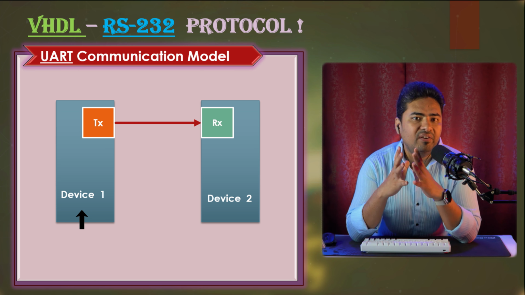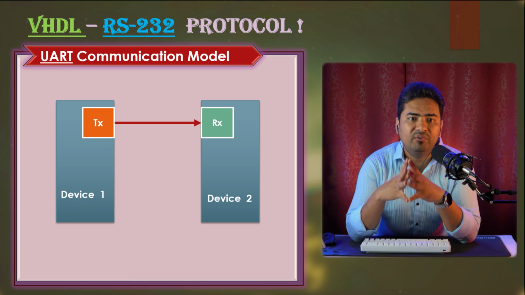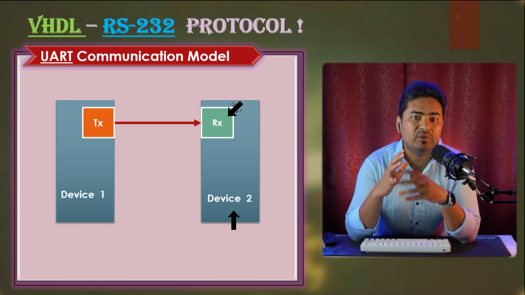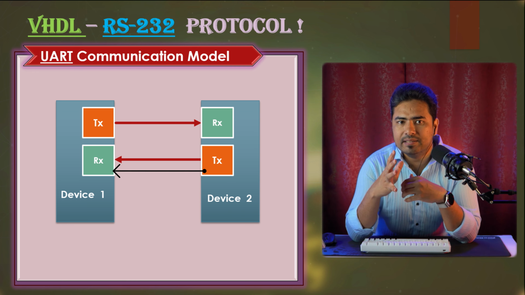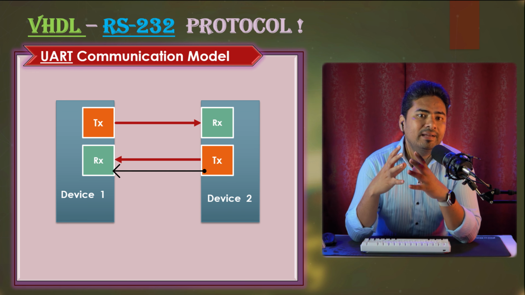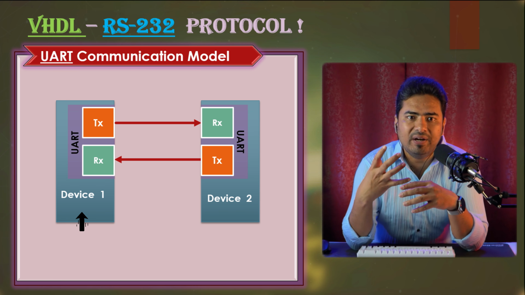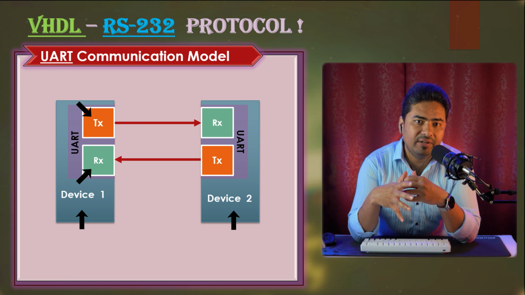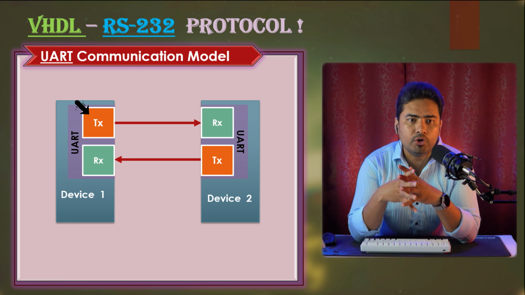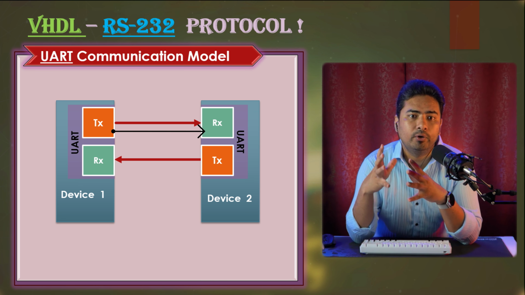So we have device 1 which is transmitting serial data, and we have device 2 which is receiving this serial data. In the same way, device 2 can also send serial data to device 1. So each device here has one transmitting module and one receiving module, and this combination is called a UART module, and the transmission method is using RS232 protocol.